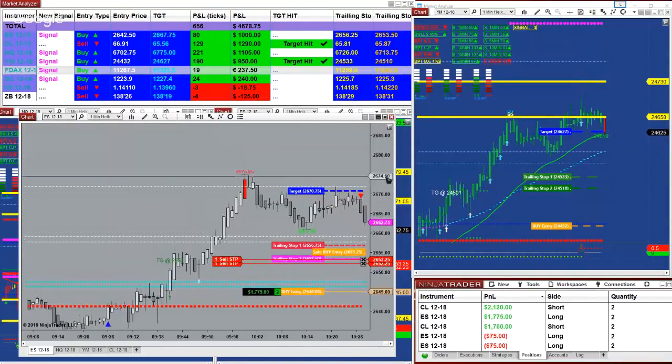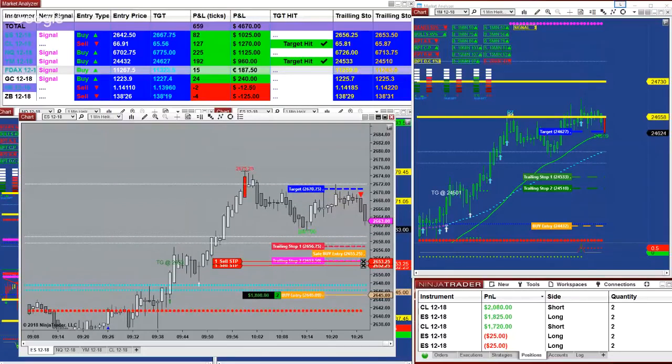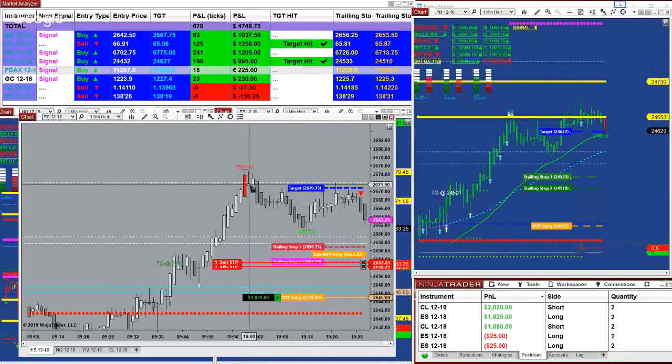Okay, let's see what this ES is going to do to us today. This is a pullback. We should not take any short trade anymore. We should have taken it from there with a target and a resistance. This is where it should have been taken. Now it's too late for that.